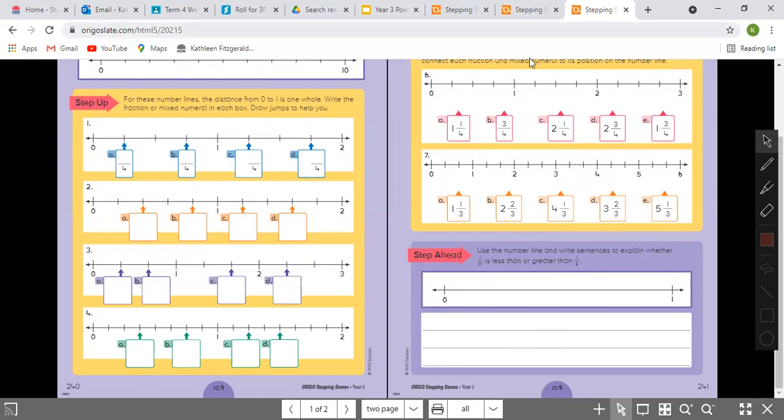Okay, so now you're going to go and do the questions on pages 240 and 241 in your book.